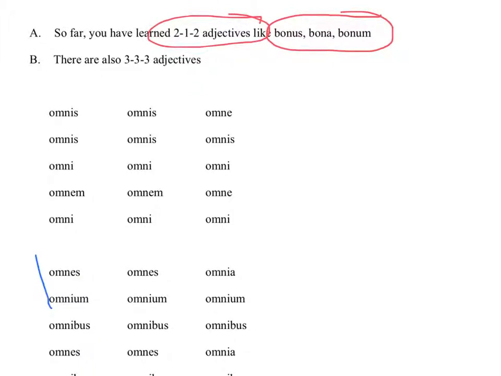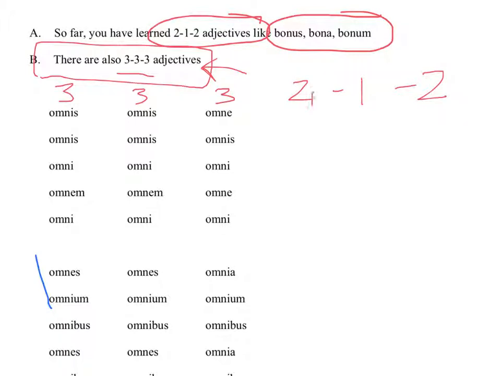That pattern is very familiar to you now, the bonas, bona, bonam pattern. Now you have to learn a new pattern for adjectives. This is really the last major pattern. There are some varieties of third declension adjectives, or what I call 3-3-3 adjectives. 3-3-3 because each of these forms is the third declension, as opposed to 2-1-2 adjectives, which is a second declension masculine, a first declension feminine, and a second declension neuter.